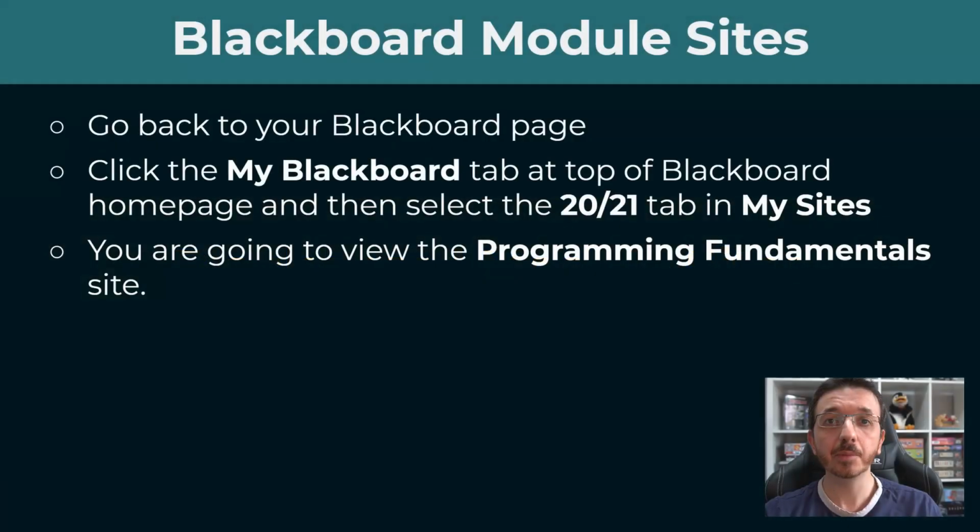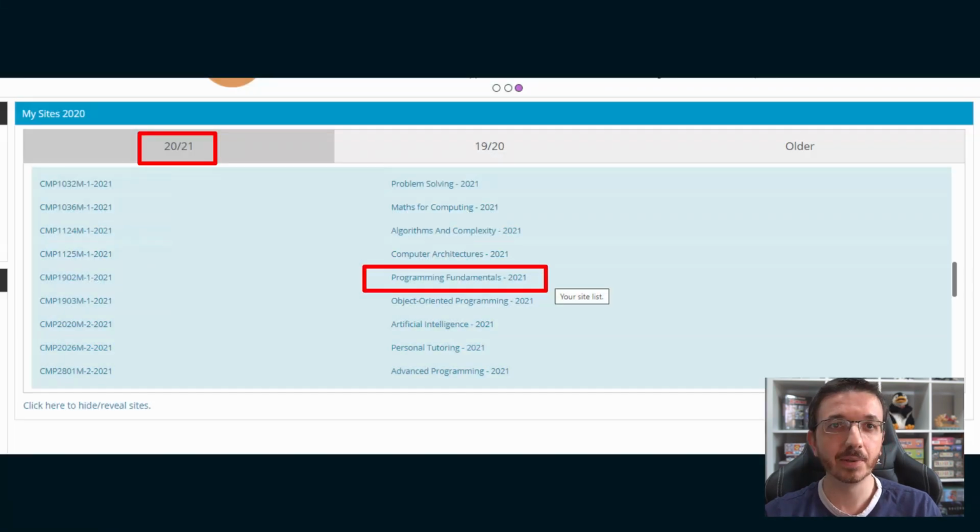The next thing I'm going to introduce is the Blackboard module site. Let's head back to the main Blackboard page. Click on the My Blackboard tab at the top and then select the 2021 tab in My Site. What we're going to do now is go through an example module such as Programming Fundamentals. I will be using a Blackboard site from last year just to show you how a page will become populated as the semester goes along.